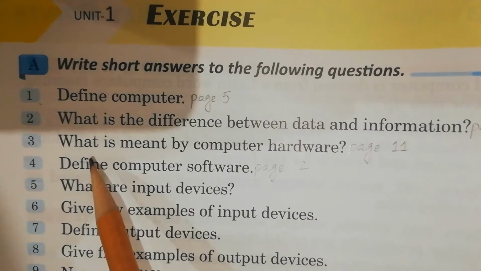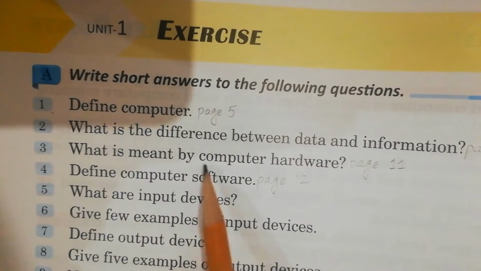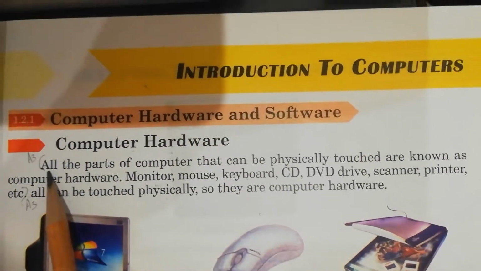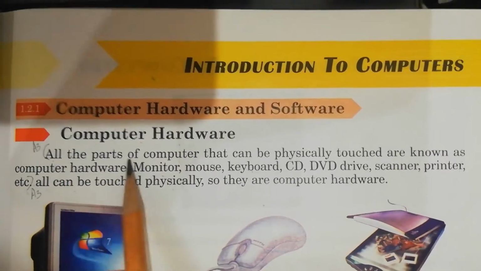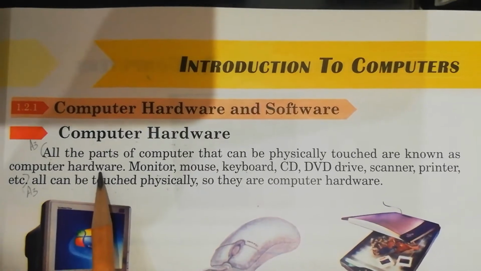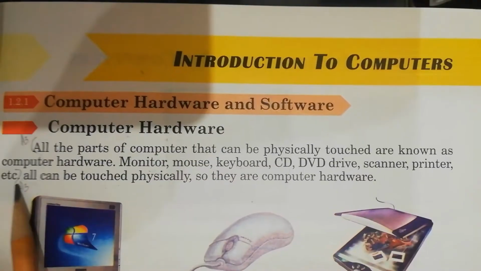Now come to the exercise. Today we are going to revise exercise A, question number 3. What is meant by computer hardware? Its answer is on page number 11. Computer hardware. All the parts of a computer that can be physically touched are known as computer hardware. Monitor, mouse, keyboard, CD, DVD drive, scanner, printer, etc.